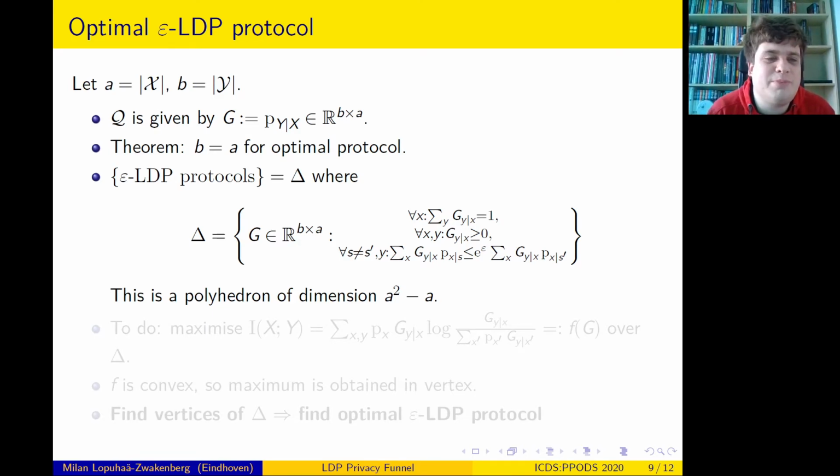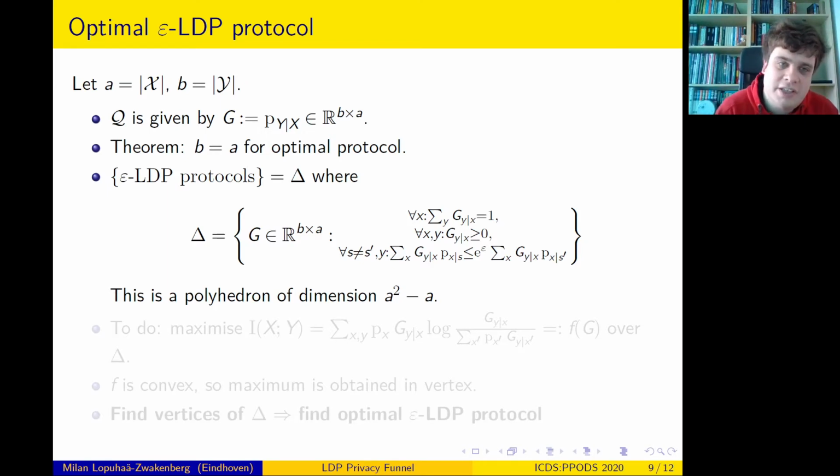So the set of all epsilon LDP protocols is a subset of the real numbers to the power B times A. We can describe this subset as the delta in this formula here. It is bound by certain equations, where the first two just say it has to be a probability distribution, and the third one says you have to satisfy epsilon LDP. For now, what these equations are precisely doesn't really matter.